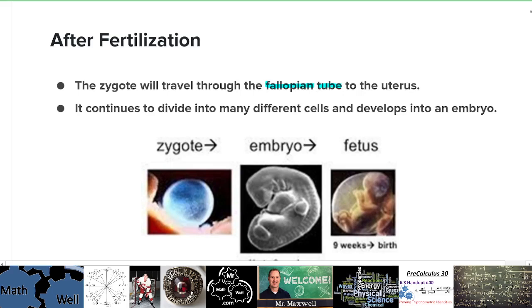It continues to divide into many different cells and develops into an embryo. So we're talking about cell division, many different cells, and develops into an embryo. And, guys, remember we talked about DNA the other day and how some genes are triggered during different stages of development, stuff like that. It is actually really, really cool and really amazing how one single cell has all of the genetic information required to build you and me, and how all of these different cells are made.